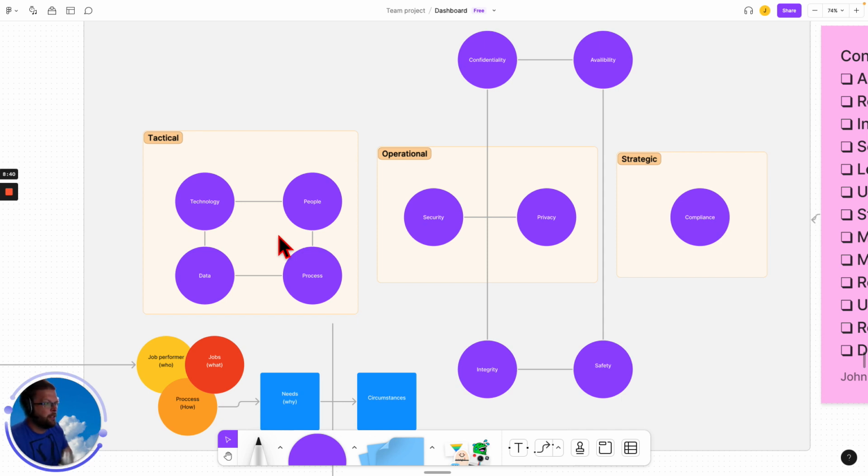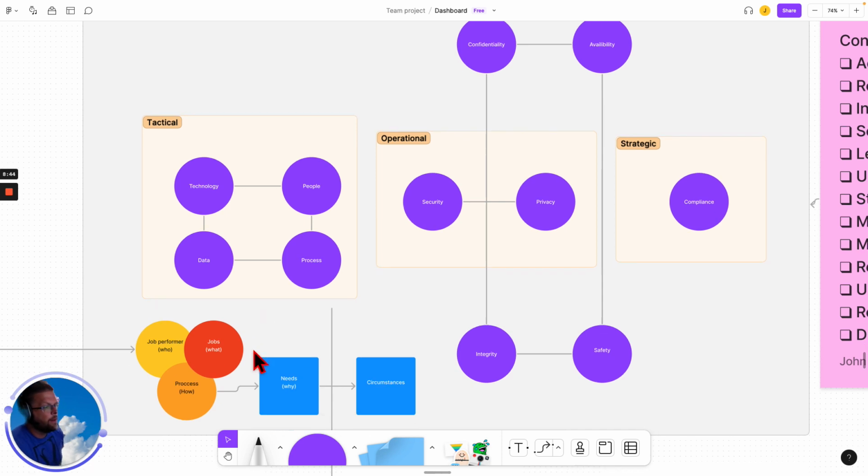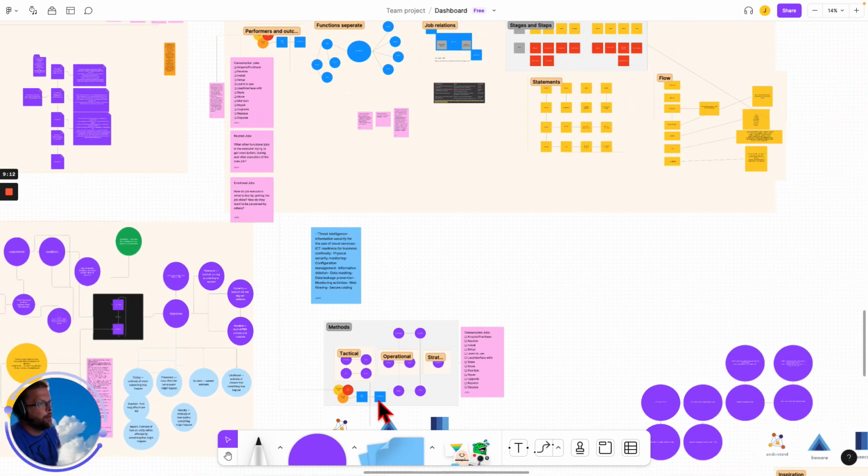It's going to be the first set of tools that are going to help you integrate technology, people, data, and process. Now, remember, we focused on mission, vision, values, and objectives, understanding some components of our business. What we really need to understand is the job performer who's in our company, what jobs they do, the process of how they do it, the needs, and the circumstances. This line of demarcation indicates that these circumstances can vary. Now, we're going to take a quick aside and talk about systems of systems analysis, and then we're going to wrap this video up.